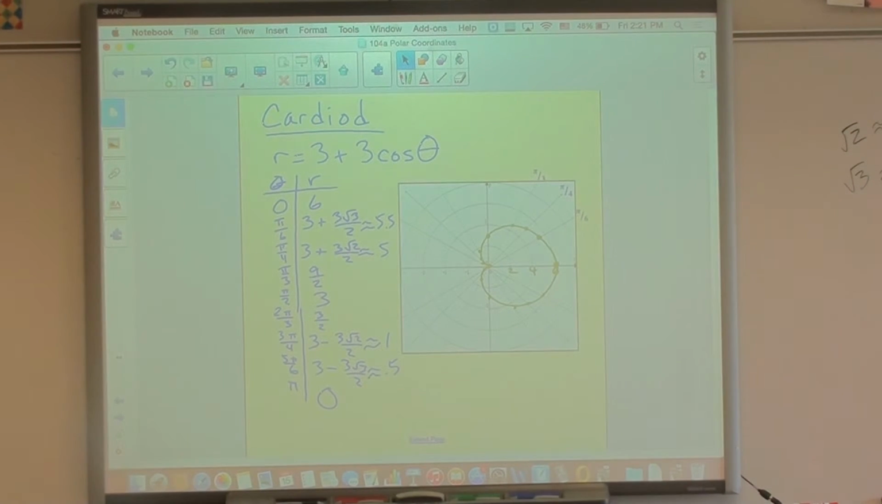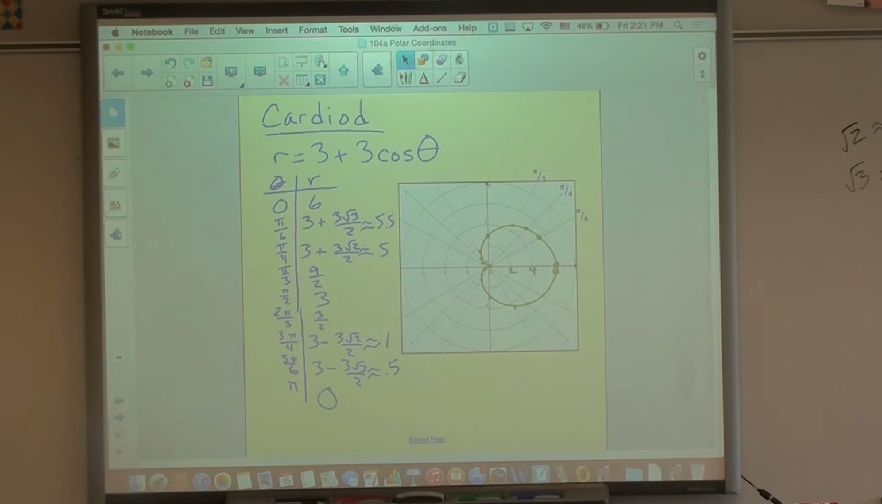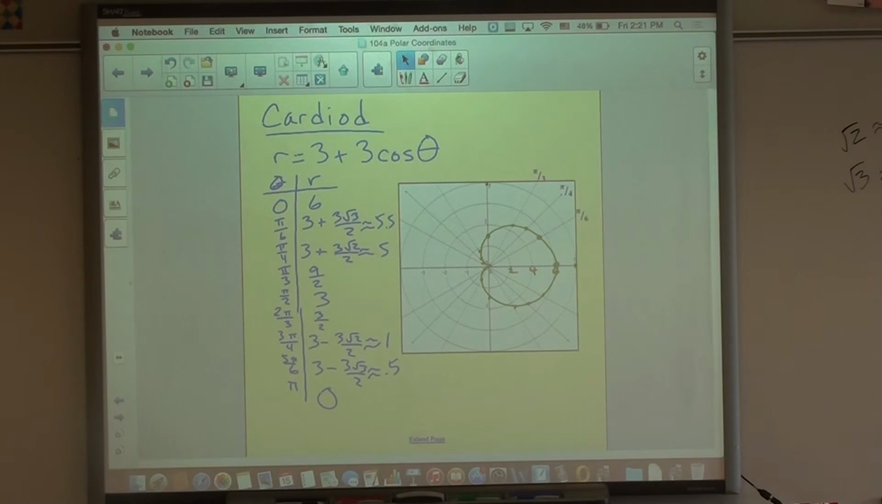But yeah, make sure you practice graphing. Well, it depends on the graph. Some graphs don't have symmetry. But the cardioids do. But if you're doing a 3-petal rose, there's kind of a symmetry, it's a rotational symmetry, but it's harder to see.